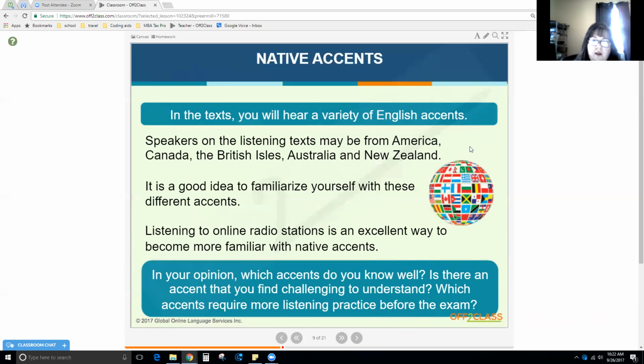Okay, so good ways to practice listening to the different accents, it says, are to listen to online radio stations. I think here in the United States, you can actually turn on an AM station on a radio late at night. You can hear broadcasts from all over the world after dark. Okay. In your opinion, which accents do you know well? Or is there one that you find challenging to understand in English?